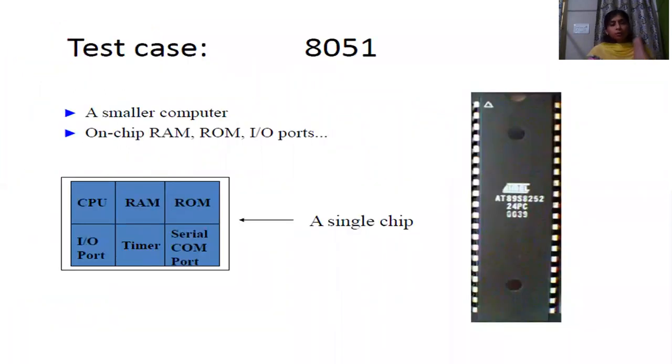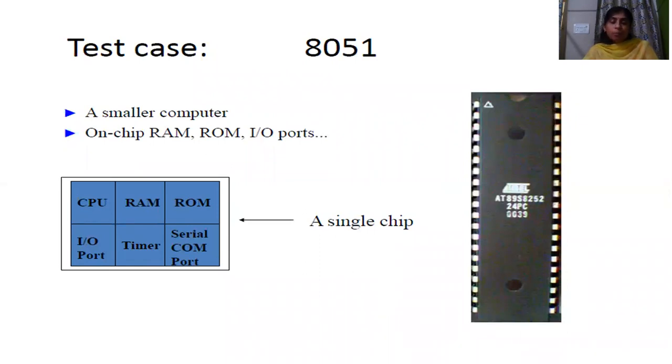8051 microcontroller is basically a smaller computer. This is the chip of the 8051 microcontroller. On a single chip, there are RAM, ROM, CPU, input-output ports, timer, and serial communication ports. The 8051 microcontroller is also known as system on chip or computer on chip.